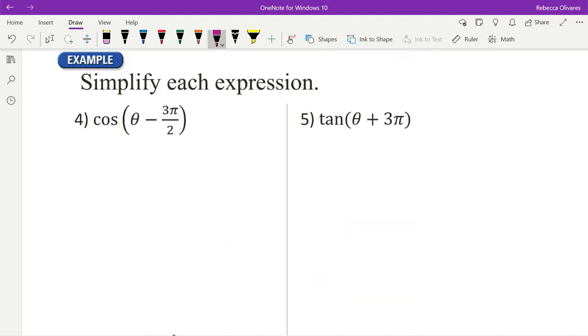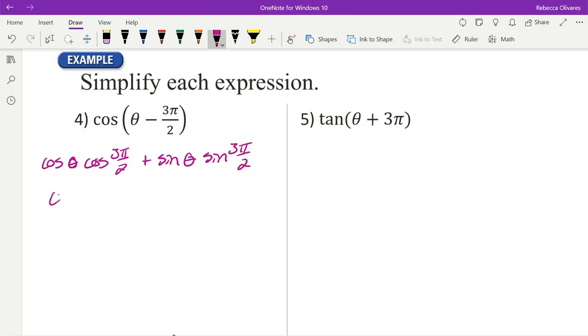Next, we're going to use the identities in order to simplify an expression as follows. We have cosine of theta minus 3 pi over 2. So let's just substitute the identity. That's going to be the cosine of the first angle, theta, times cosine of the second angle, 3 pi over 2, plus sine of the first angle, theta, times sine of the second angle, 3 pi over 2.